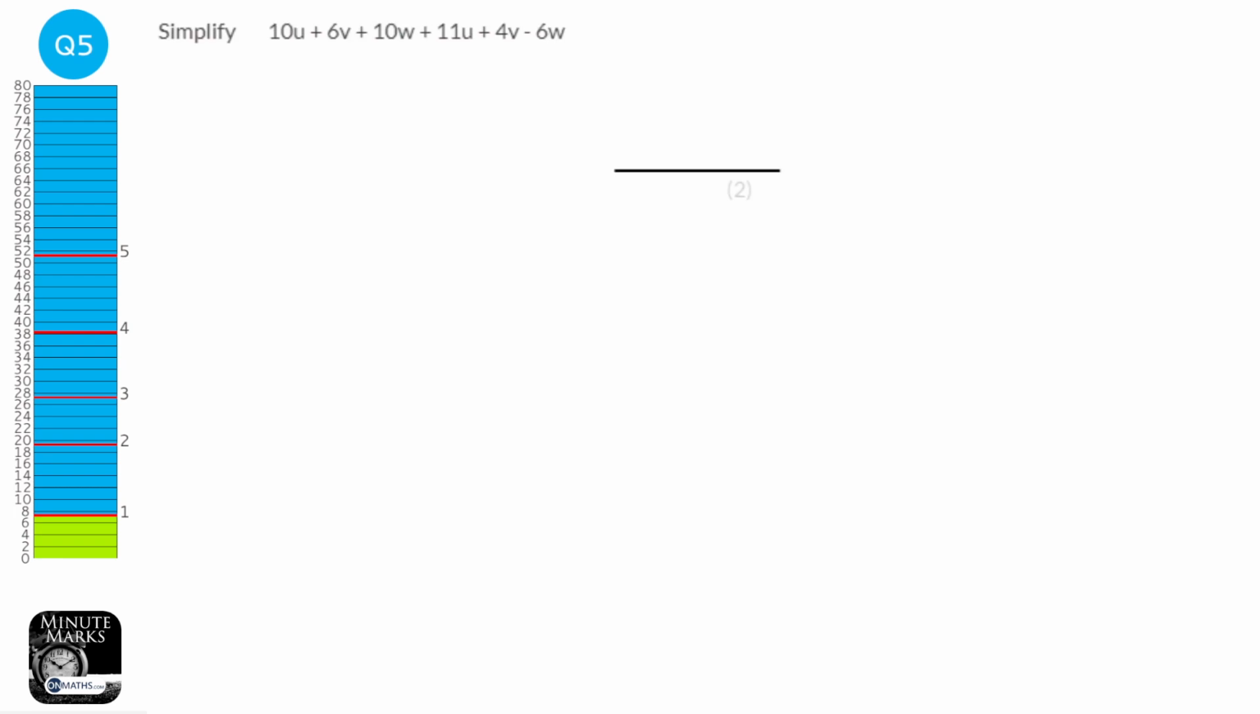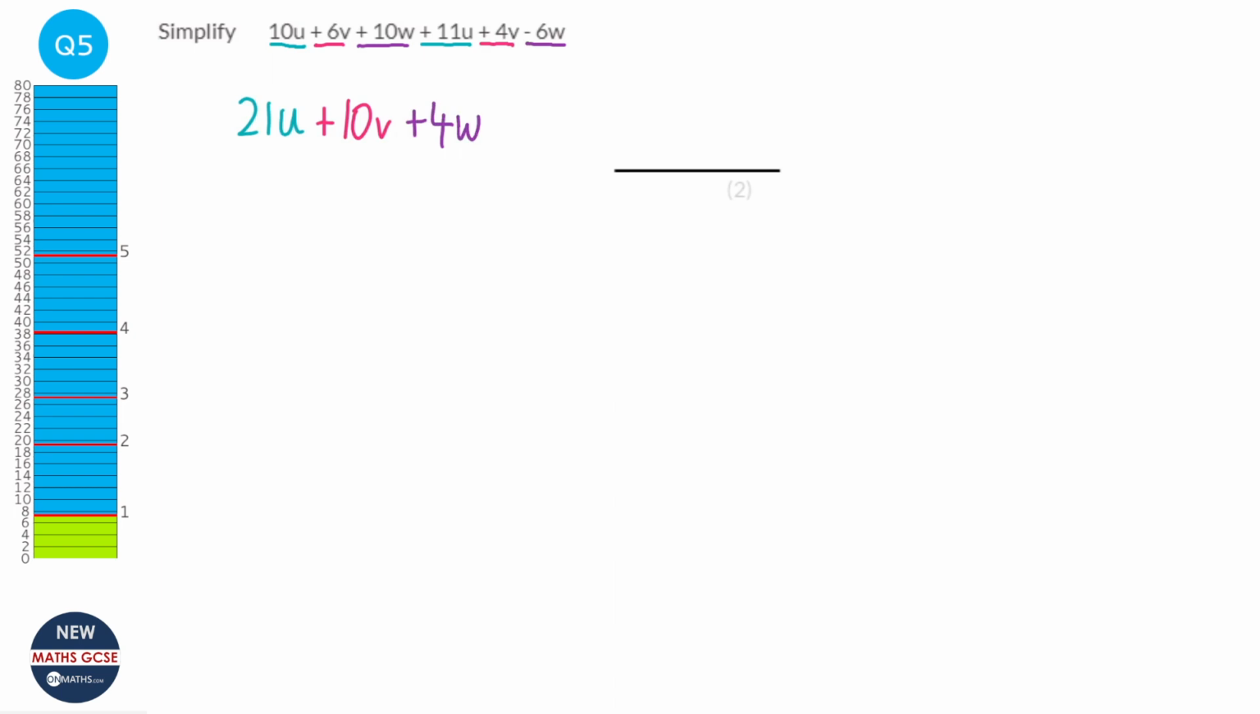This question's all about like terms. So what we can do is add this 10U with this 11U to make 21U. We can also add this 6V with this plus 4V to make 10V. We can also add this 10W to this minus 6W. So 10 take away 6 is 4W, so plus 4W.